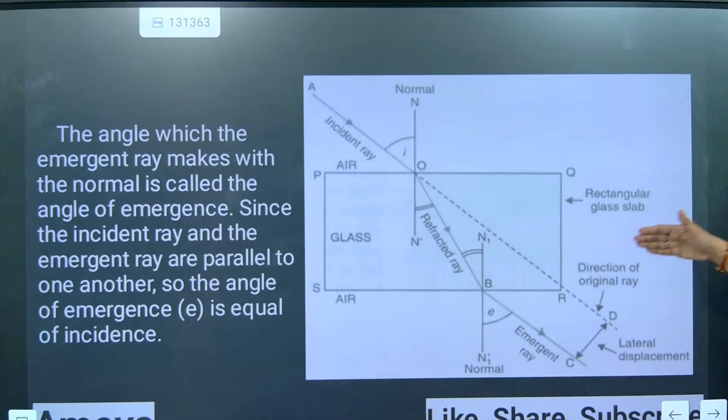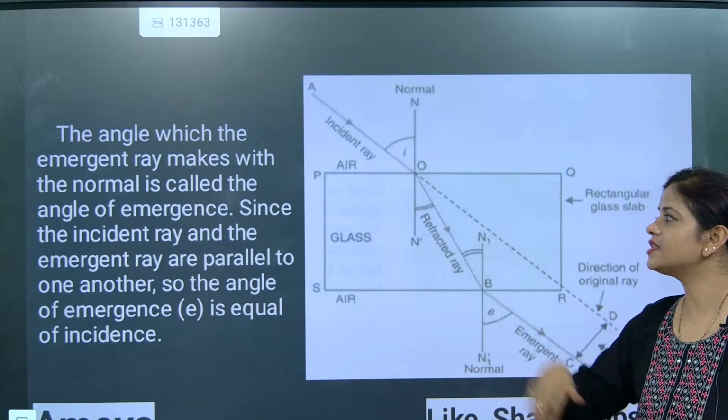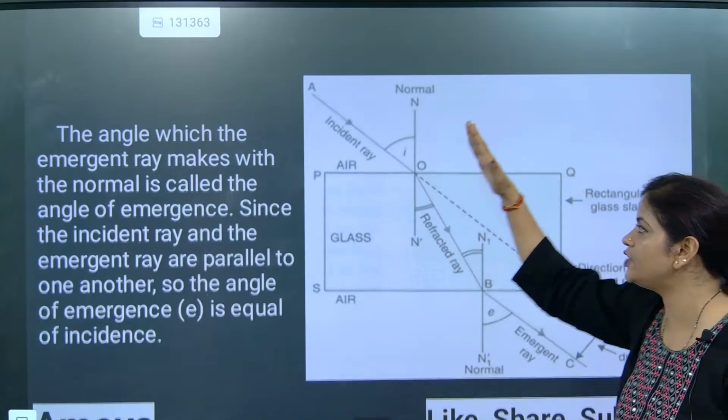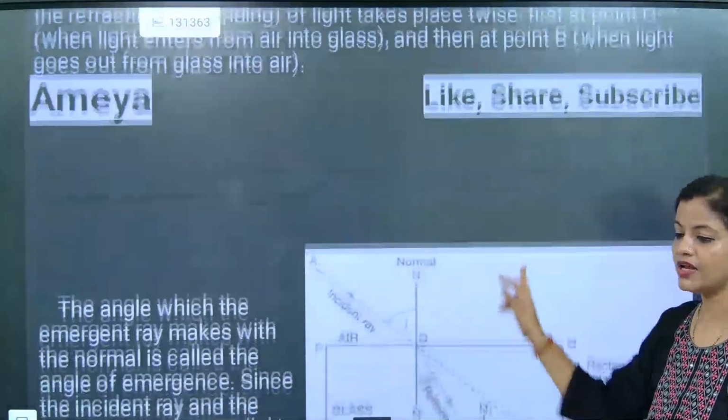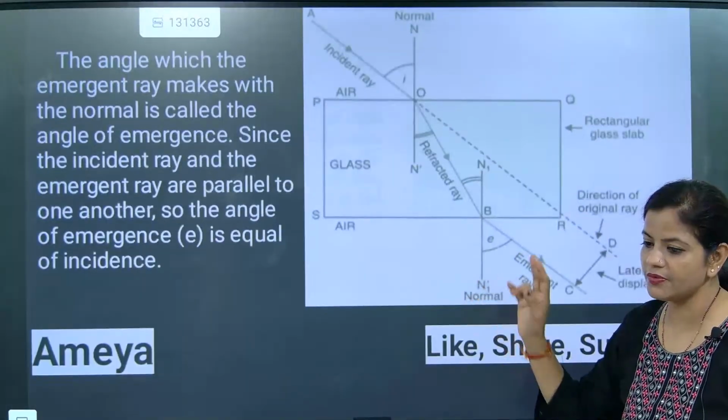Now listen, so when we are drawing the rays, here you can see that the rays are going bending towards the normal. So the rays are bending towards the normal.